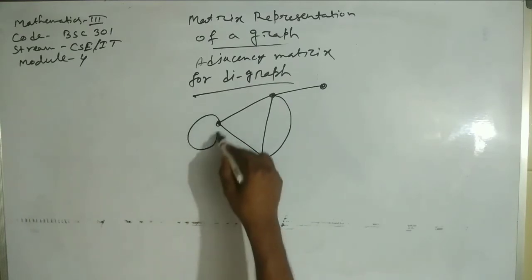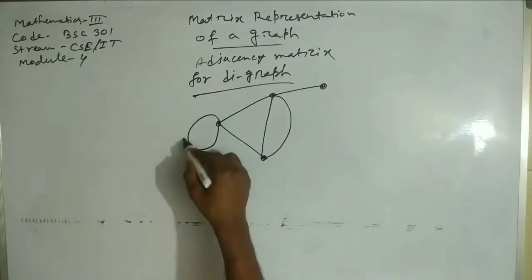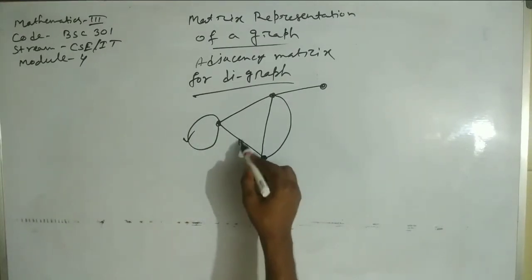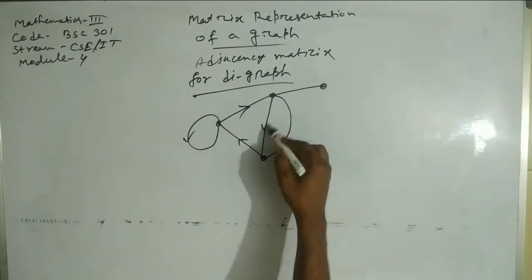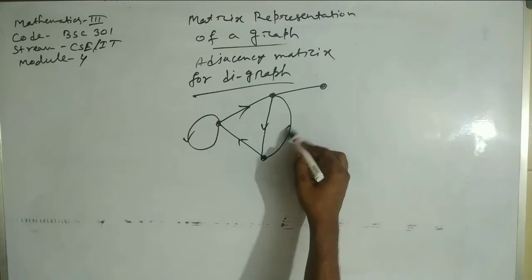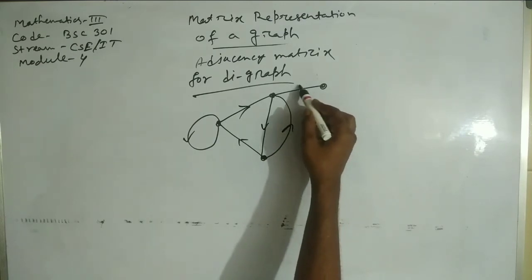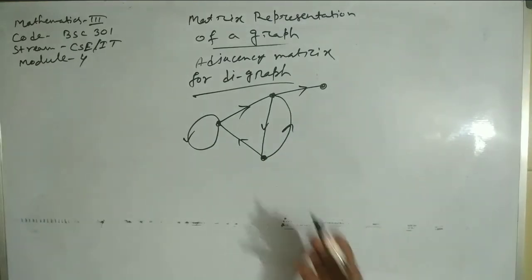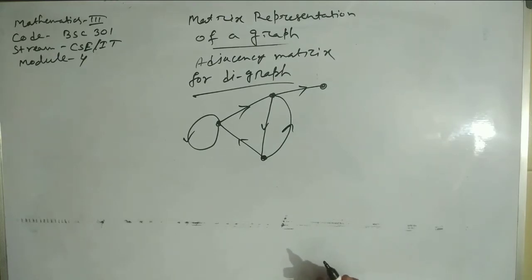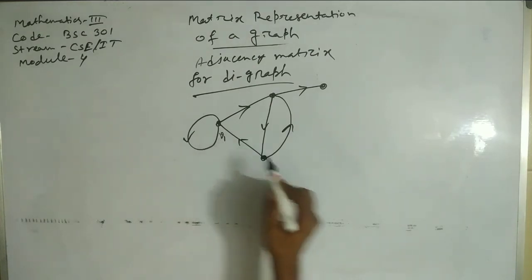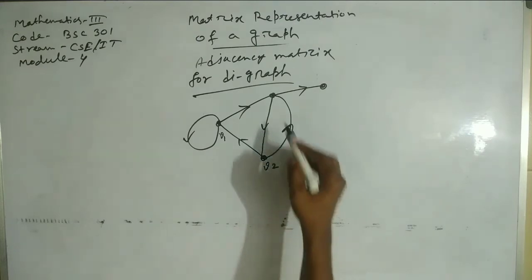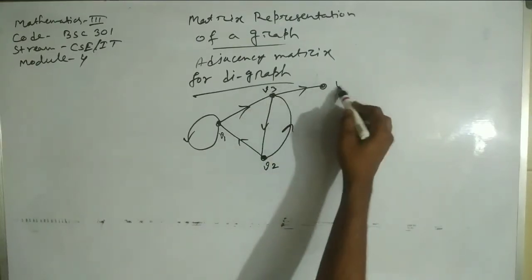So now I will give the directions. This in this way, this direction in this way, and in this way. So this is our directed graph, and we have to write the adjacency matrix. First we name the vertices. This is V1, this is V2, this is V3 and V4.